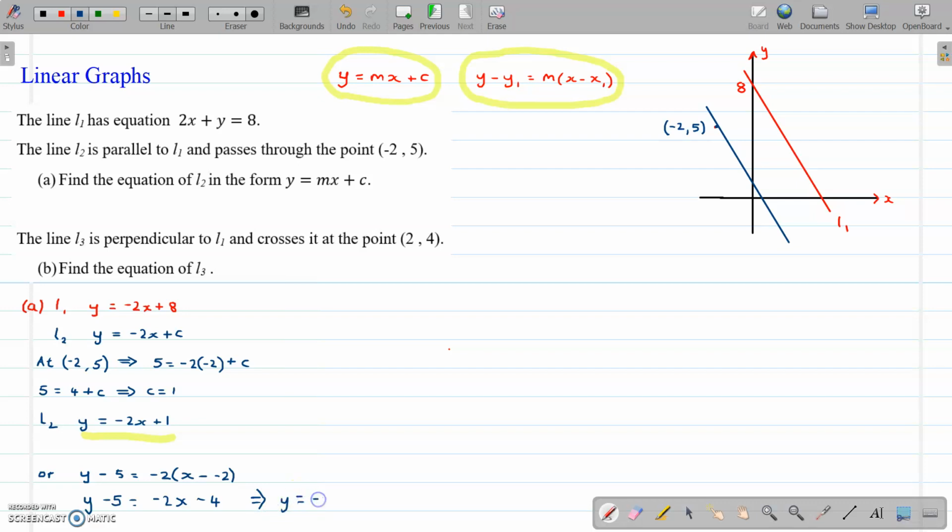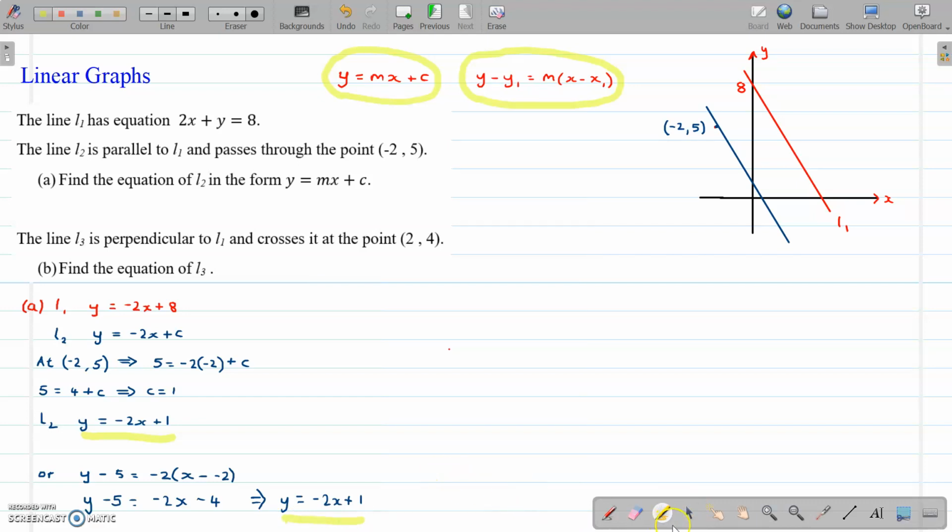Okay, so it's the same answer, and you can just directly substitute into this equation instead. So it's an alternative way of doing the same sort of problem. All right.